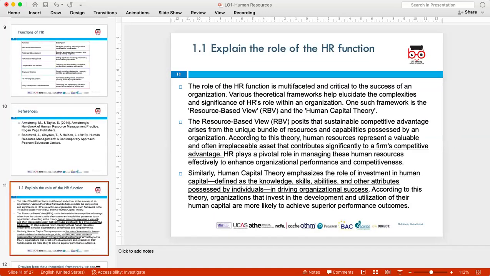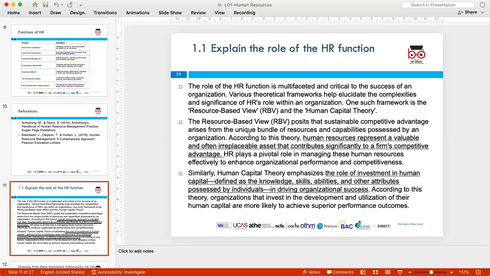Moving on to the next topic, that is to explain the role of HR function. The role of HR function is multifaceted. Now, when I say it is multifaceted, it means that it encompasses a variety of responsibilities and functions that are crucial to the smooth operation and success of an organization.